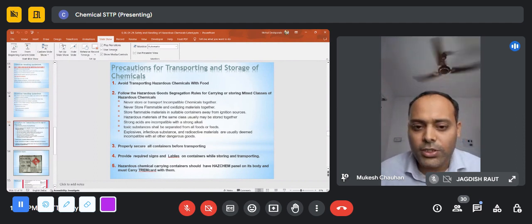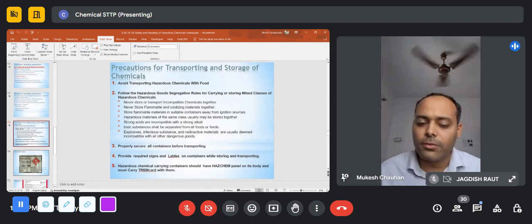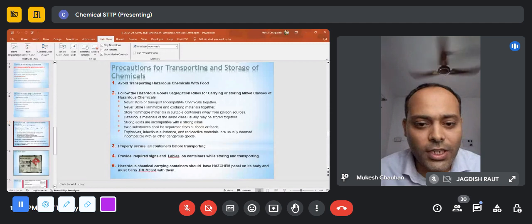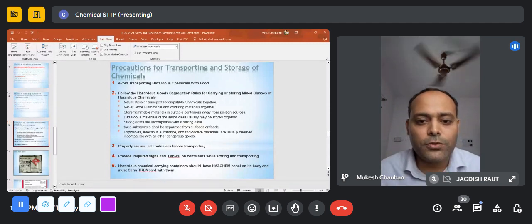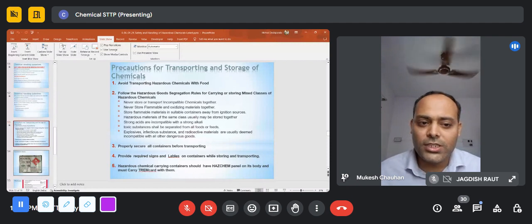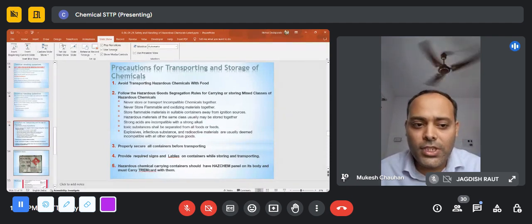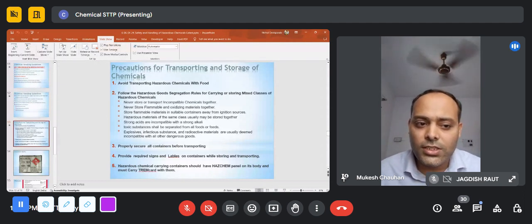If any container is used for transporting food, then it can't be used for transporting chemicals. Or if any container is used for handling chemicals, then it can't be used for handling food. So this is most important: avoid transporting hazardous chemicals with food. Next, follow the hazardous chemical segregation rules when carrying or storing mixed classes of hazardous chemicals.